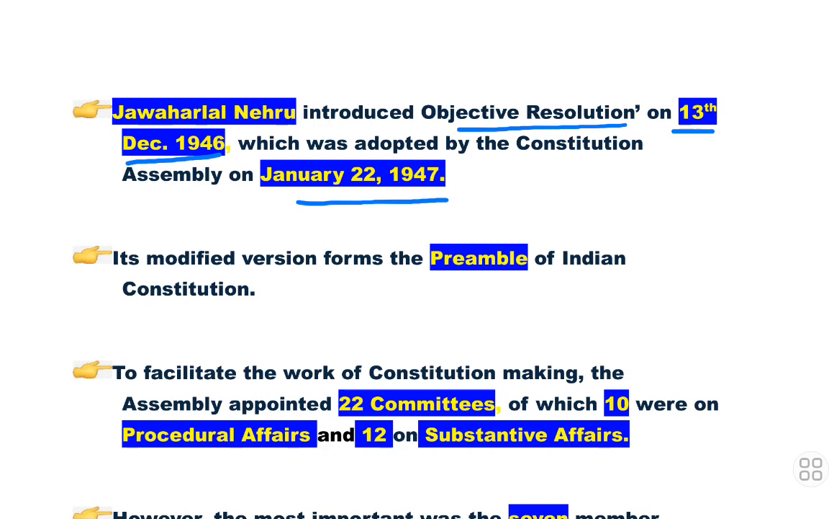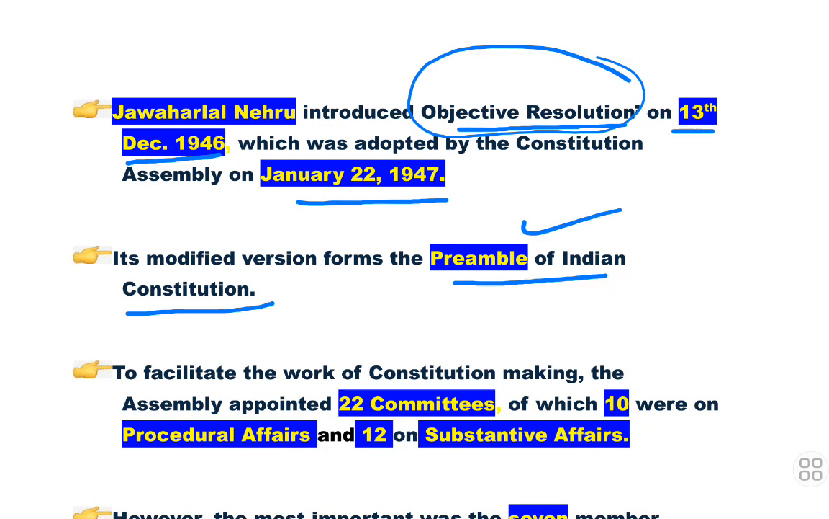Its modified version forms the preamble of the Indian Constitution. The modified version of the objective resolution introduced by Jawaharlal Nehru on 13th of December 1946, which was adopted by the Constituent Assembly on 22nd of January 1947, is now the preamble of the Indian Constitution.